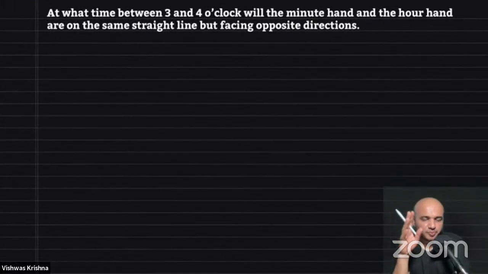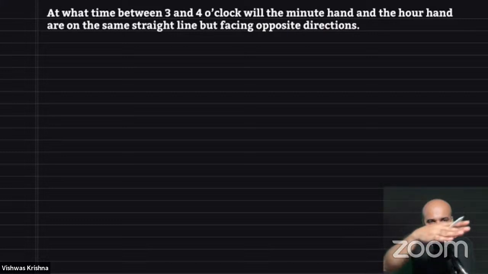Every time you get a question of this type or any question related to clocks, just try to picturize the clock with the minute hand as well as the hour hand. The question is asking when it will be a straight line between 3 and 4 o'clock. The hour hand and the minute hand should be on one single line. Now, how do we solve this? Let me just draw a clock.